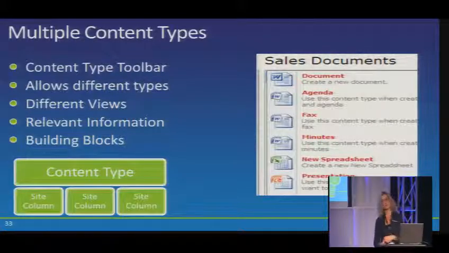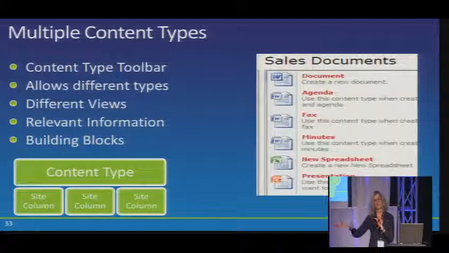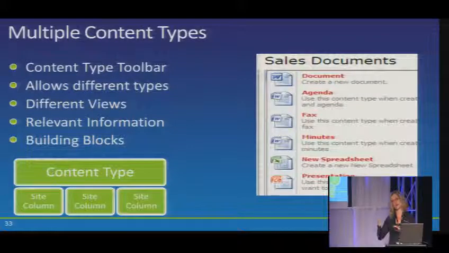Multiple content types, so this just shows you a screenshot. If you're using different content types within a library, it means that I can have all of these different things. I can have a presentation which gives me different metadata, different workflows and so forth for that particular content type versus other content types within the same library, so that I can sort and filter and slice and dice my information however I want to.